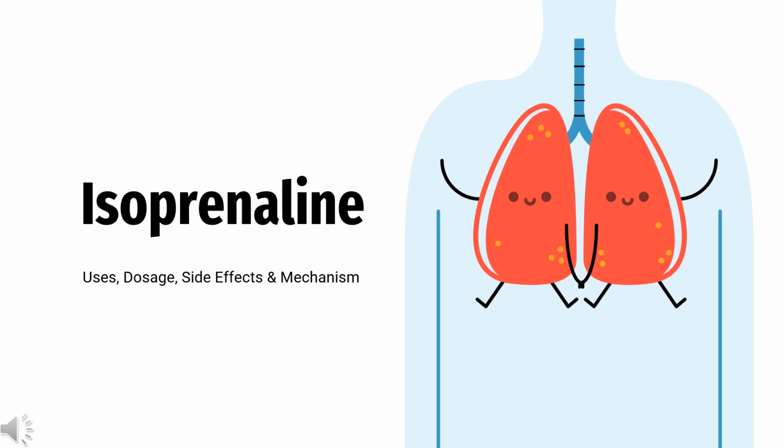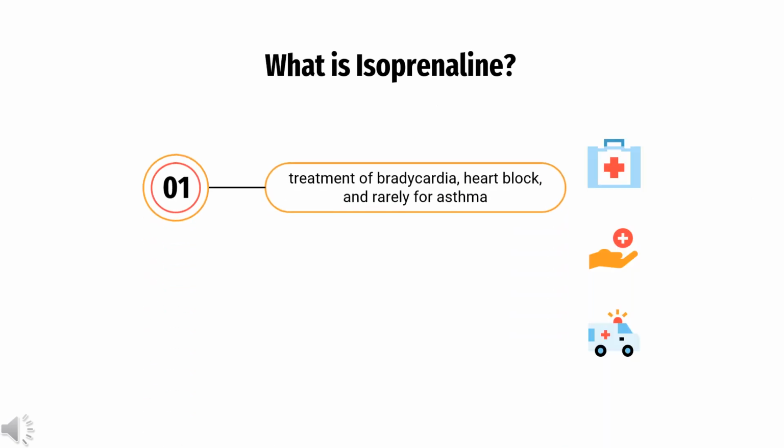Isoprenaline is a catecholamine non-selective beta-adrenergic agonist typically used to treat bradycardia and heart block. In this video, let's find out: What is isoprenaline? What is isoprenaline used for? Contraindications. What are the side effects of taking isoprenaline? How does isoprenaline work? How to use isoprenaline?